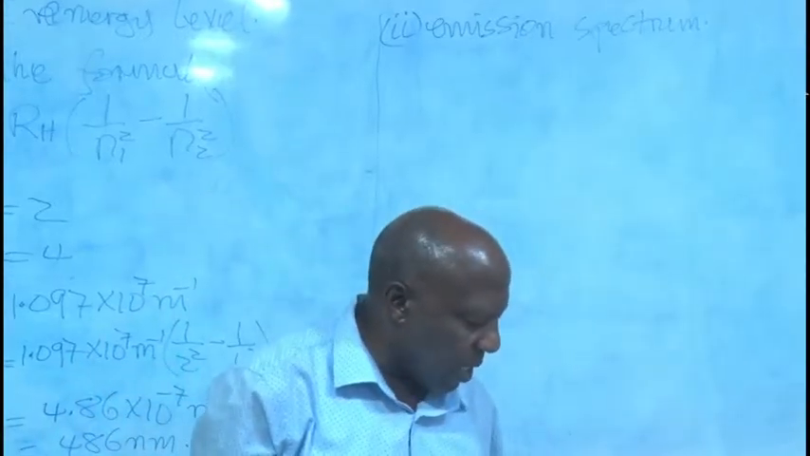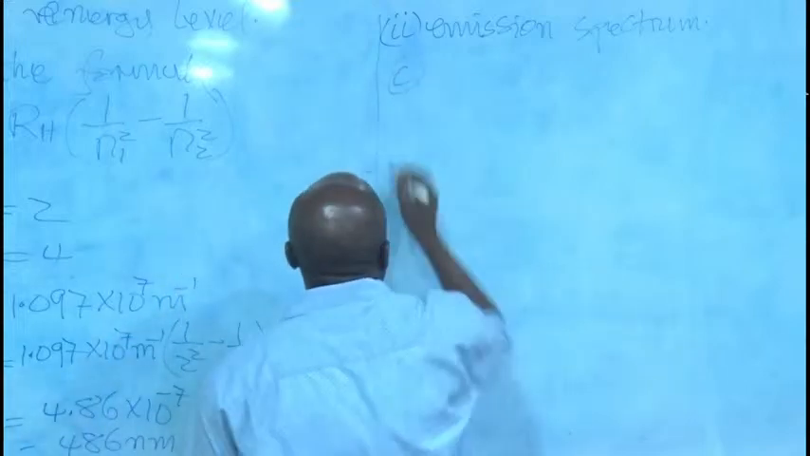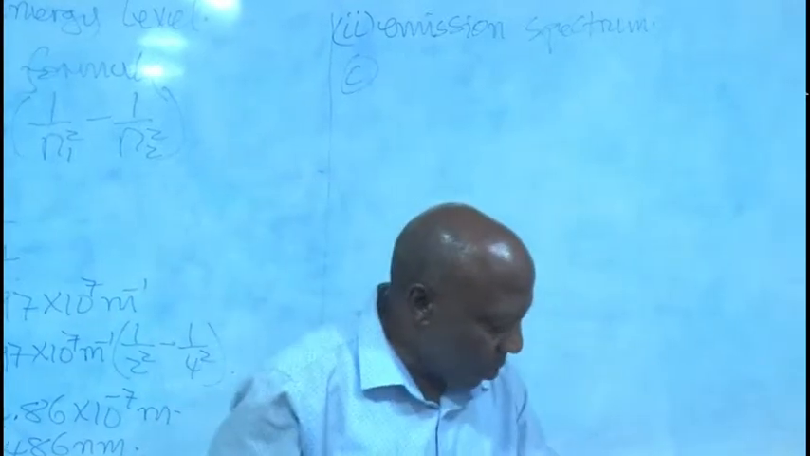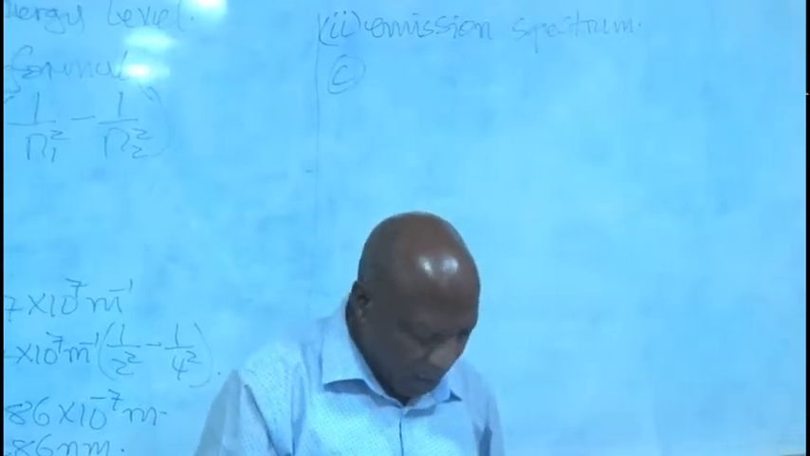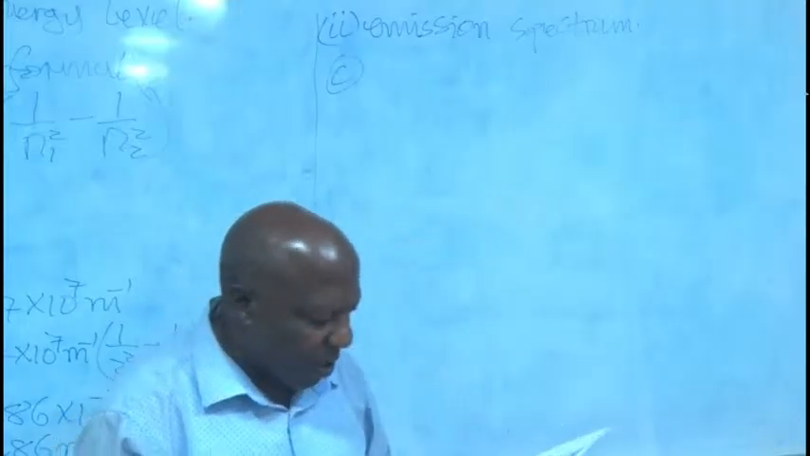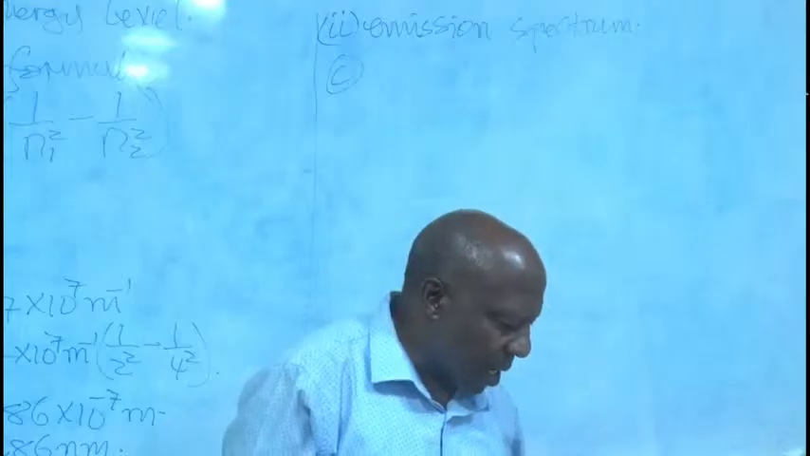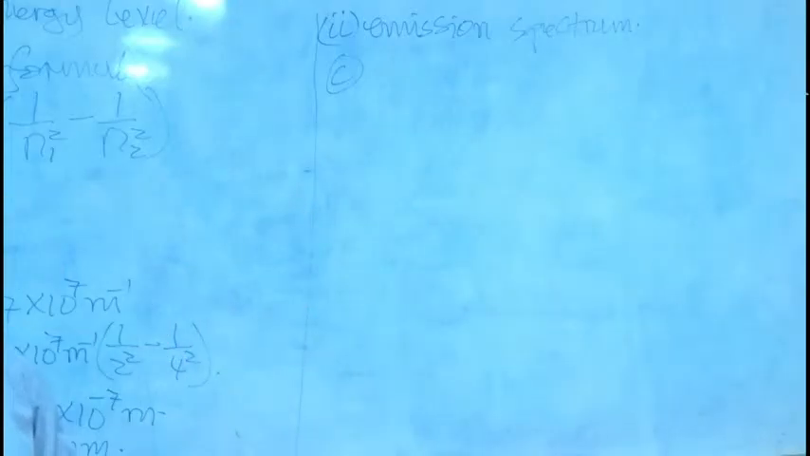Then question number 1C, Roman 1. The question says: each element has its own characteristic color. Explain.